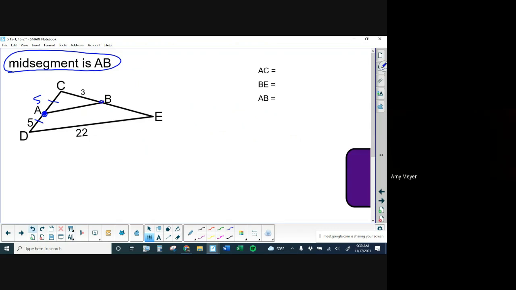Likewise over here, if B is the middle, these are both 3. You'll hear me say it a lot. It might not always be drawn to scale. Use the facts. So this may look like 3, or 3 may look a little longer than 5. Just go with the numbers and make sure you use this. So first question, AC. A to C is 5. B to E, 3. See if you can figure out what AB is.